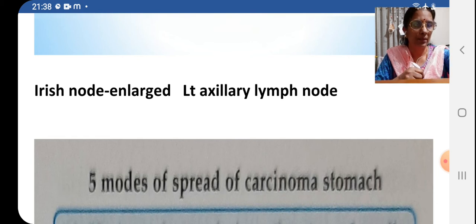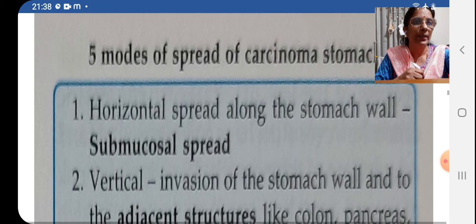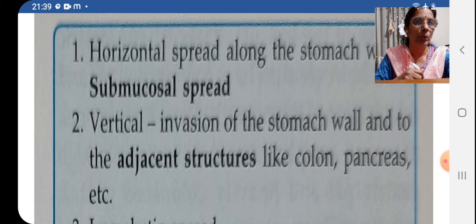How does carcinoma stomach spread? There are 5 modes of spread. One is submucosal spread through the wall. Horizontal spread along the stomach wall, that is the submucosal spread. From the mucosa to the submucosa, it spreads like that. So the diameter of the swelling increases. Vertical spread, that is invasion of the stomach wall from mucosa to serosa. That is the vertical spread.